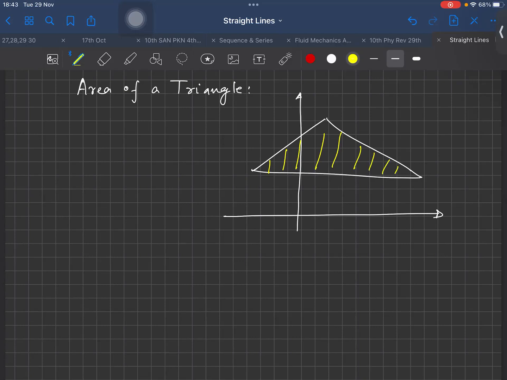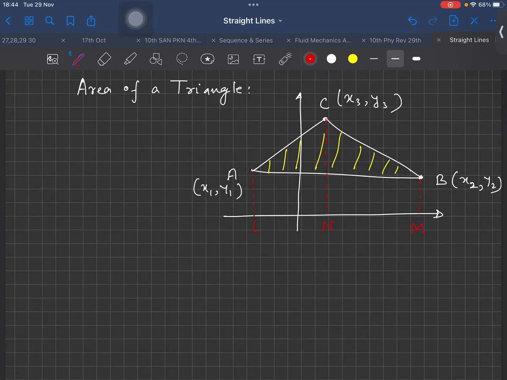See, one method is using integration, right? But we haven't studied calculus. So let's forget integration. First understand, let's say this is some point A, x1, y1, the coordinates. This point B is x2, y2, and this point C is x3, y3. Now, if you extend these lines here, let's name them. So let's say this is L, this is N, this is M.